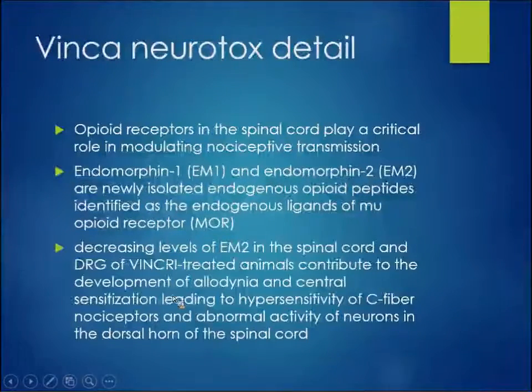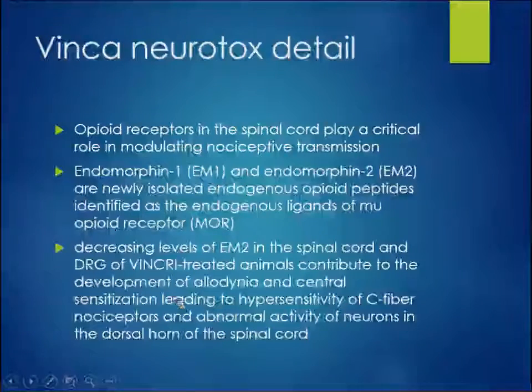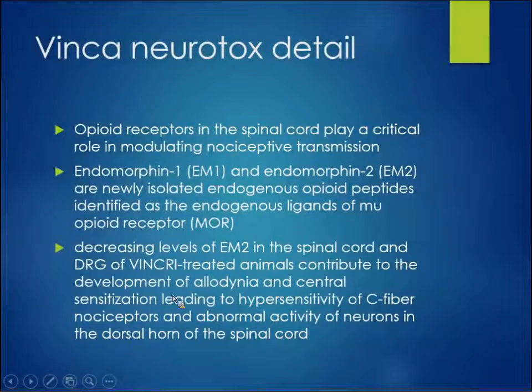Going into a little bit more detail about one of the mechanisms, the opioid receptors in the spinal cord play a critical role with the vinca alkaloids in modulating the nociceptor transmission. The endogenous opiate peptides EM1 and EM2 are endogenous ligands of the mu-opioid receptor. And what is seen is with decreasing levels of the EM2 in the spinal cord and the dorsal root ganglia in animals, we see more pain developing, central sensitization in these situations, and leading ultimately in a loop around back to the C fibers and leading to hypersensitivity in those receptors. Also, the dorsal horn of the spinal cord manifests abnormal activity in the neurons there.